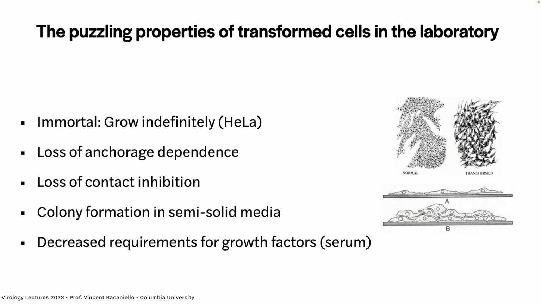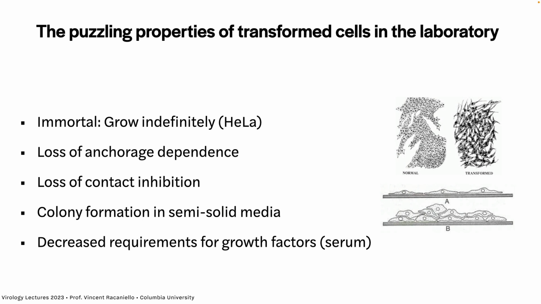So cells, in order to grow, have to stick to the plastic dish. They don't like floating. If you put them in agar, for example, where they're floating, they don't like it normally. But if they're transformed, they will grow. They lose contact inhibition. So as I said, the untransformed cells, when they touch each other, they stop growing. But if they're transformed, they keep growing, and you see they pile up on top of one another in that side view in panel B. They'll form colonies in semi-solid media. That's a reiteration of anchorage dependence. And they have decreased requirements for growth factors.